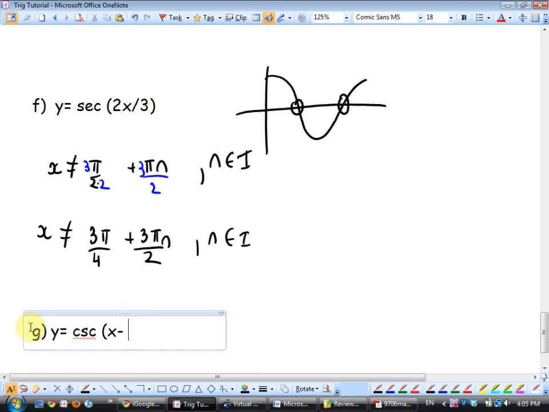I don't know where the pi button is. Stupid, Mr. Dueck. Pi over, oh, that's very good. Pi over 4. Can you put a pi symbol there, please?